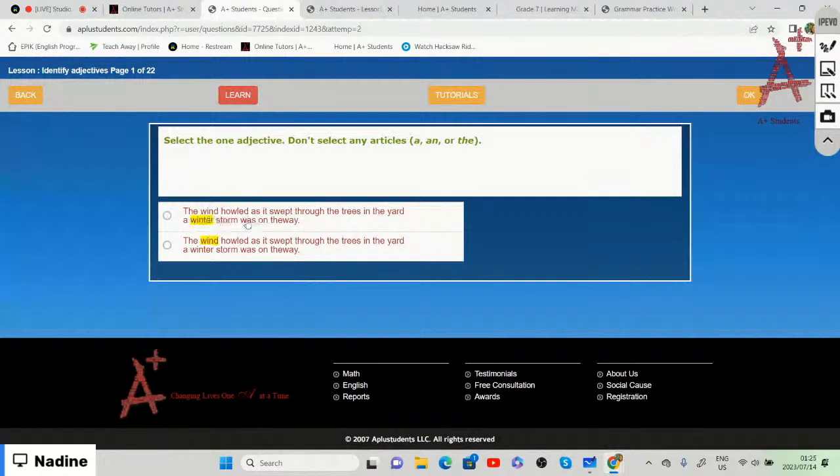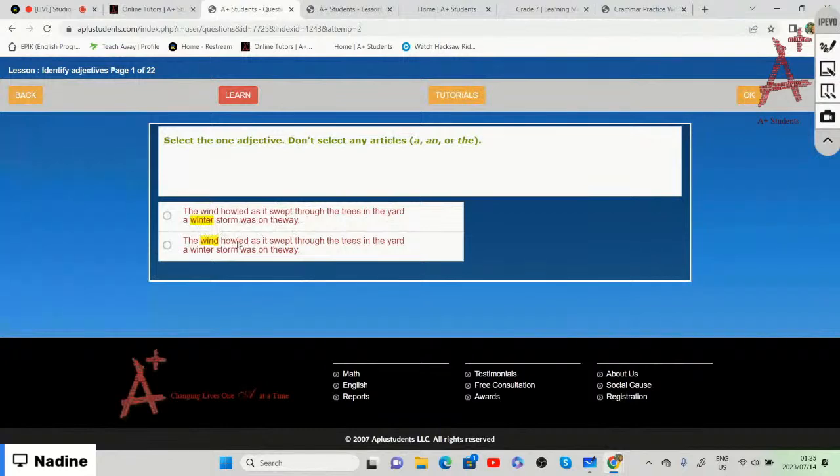So we're going to choose the first option, which is the adjective that modifies a specific noun. We need to select one of the options. The wind howled as it swept through the trees in the yard. A winter storm was on the way. So the adjective identified in the first sentence is winter.